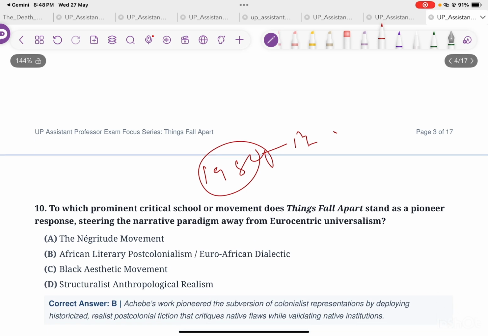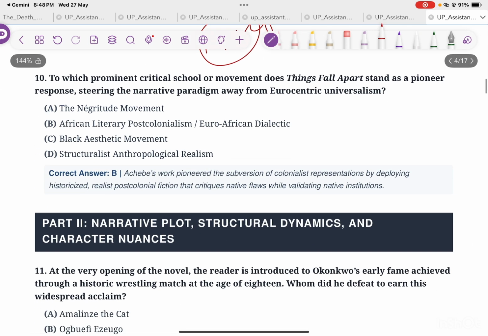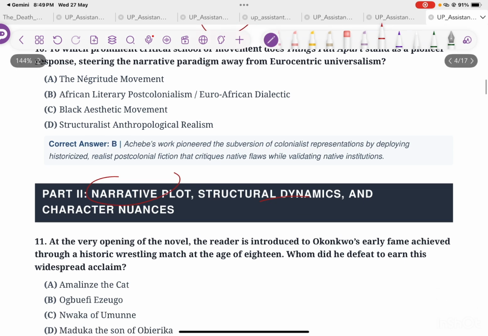To which prominent critical school or movement does Things Fall Apart stand as a premier response, steering the narrative paradigm away from Eurocentric universalism, like African literary post-colonialism or Euro-African dialect? So let's look at the narrative plot, structural dynamics, and character nuances of this novel.